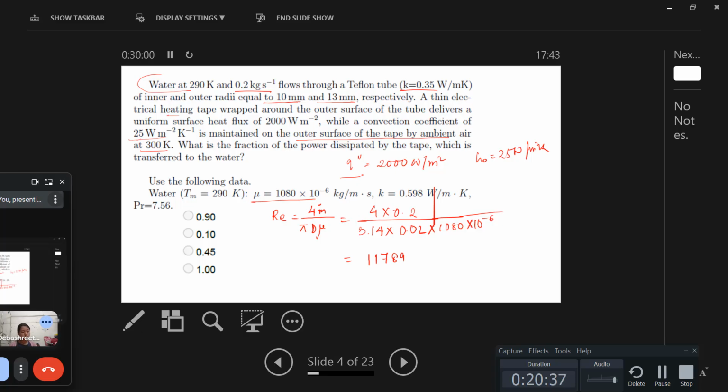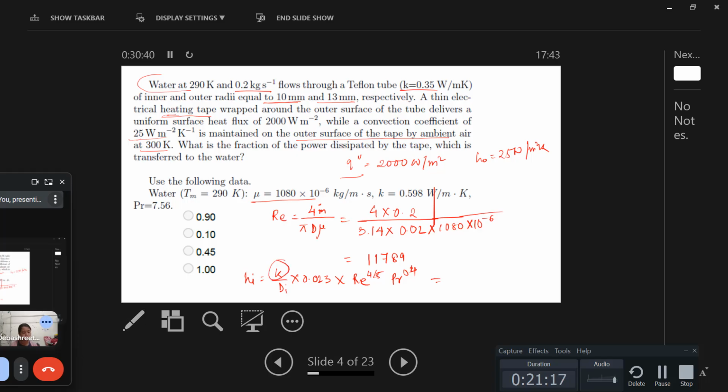So the next thing, since it is turbulent, we can again go to the Dittus-Boelter equation, and that will be for heating. Since the heating coil is wrapped around this tube, it is a problem of heating. So Hi is equal to K by Di into Nusselt number, which is given as 0.023 into Re to the power 4 by 5 into Pr to the power 0.4. Okay, so how much do we get?